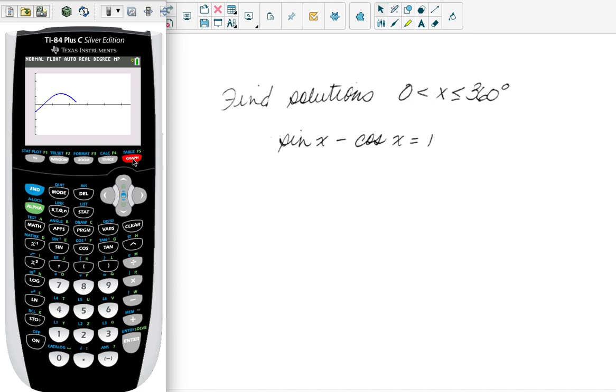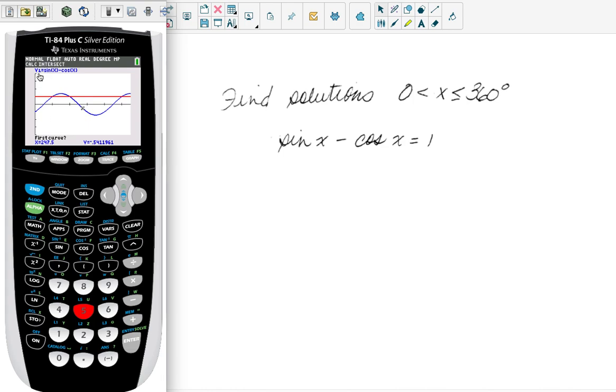And here it's drawing my curve, sine of x minus cosine of x. Next it will graph y equals 1. And my solutions will be here, here, and here. So to find where these curves intersect, you would press second, calc, or trace. And you'll notice that option 5 is intersect. That's what I'd like to find.